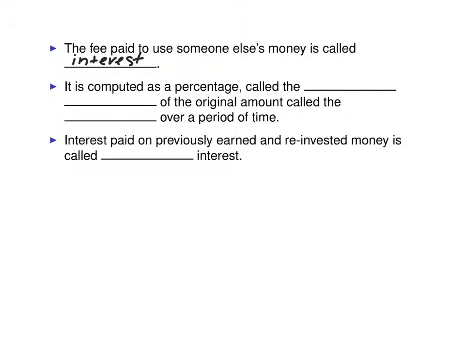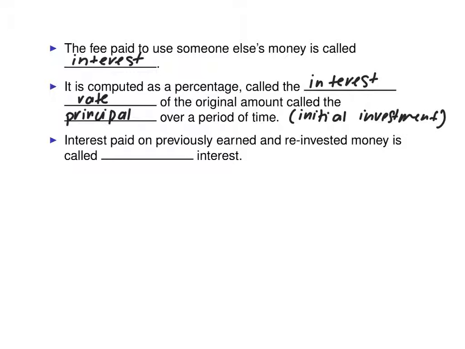And it's computed as a percentage called the interest rate, of the original amount called the principal. That might also be called the initial investment. And so here's how it works.